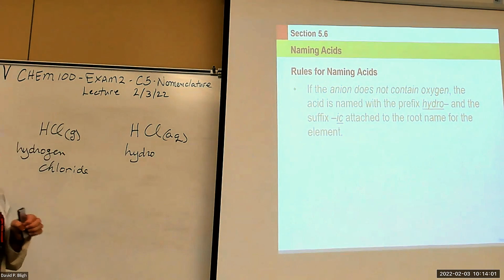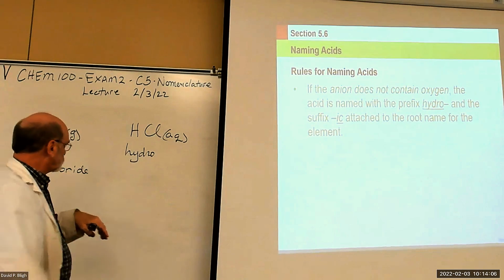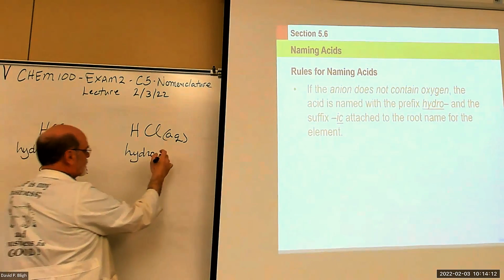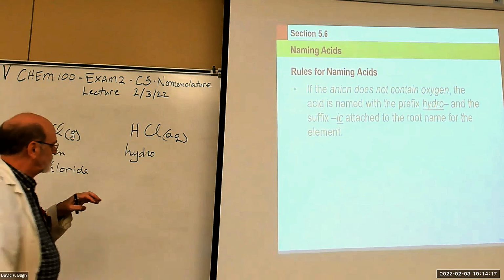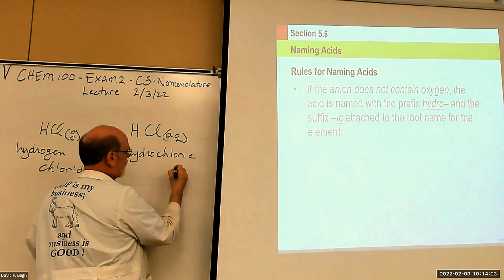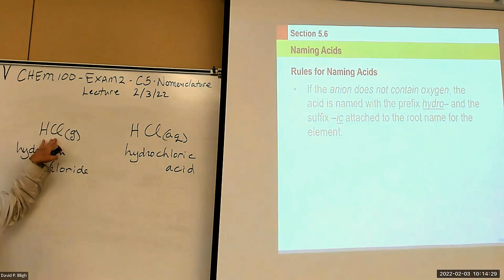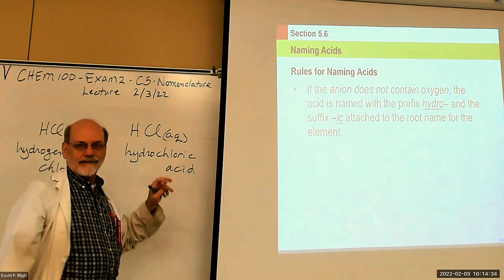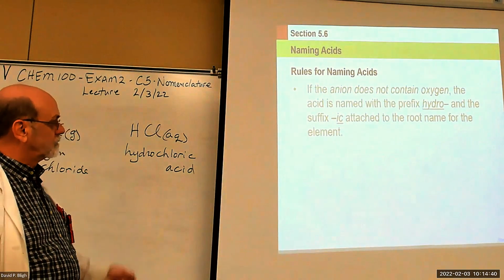There we go. AQ, aqueous. Now that it's in water, the name changes. Now we call it hydro, and instead of chloride, we change the ending on the chloride to ic. And then finish it off with acid. So this would be the free molecule, hydrogen chloride, dissolved in water is hydrochloric acid. Because there's no oxygen there. We started with hydro.